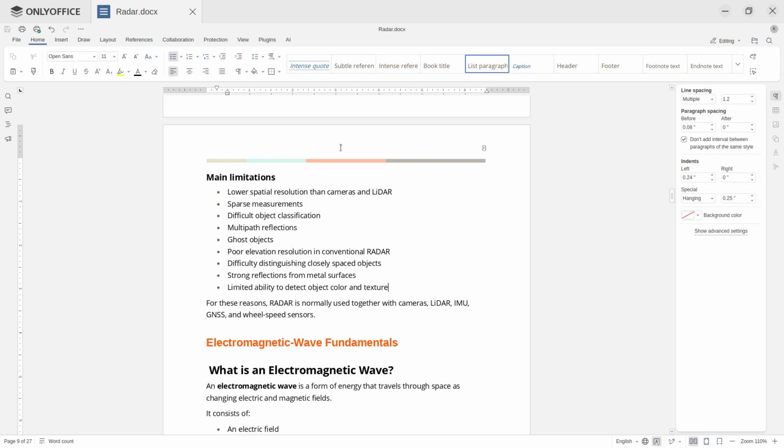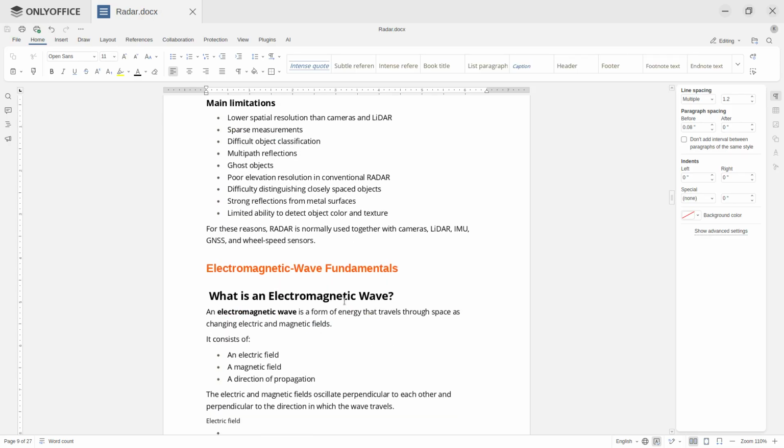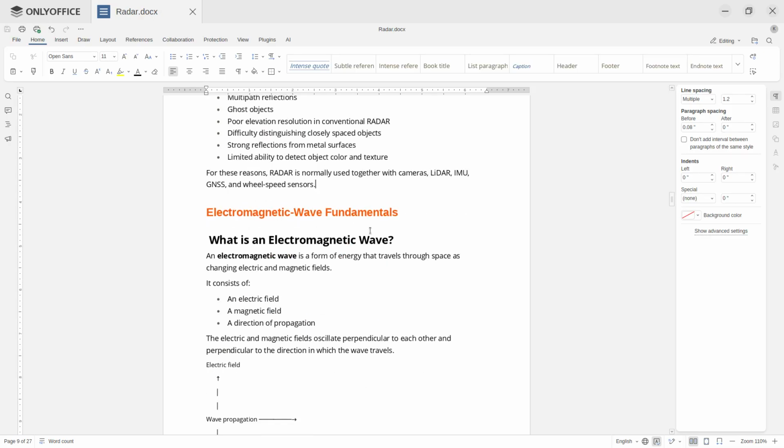For these reasons, radar is normally used together with cameras, LiDAR, IMU, GNSS and wheel speed sensors. As we discussed earlier, sensor fusion plays a very important role. Instead of using just one sensor, it is better to use different sensors together. Next, let's talk about electromagnetic wave fundamentals.